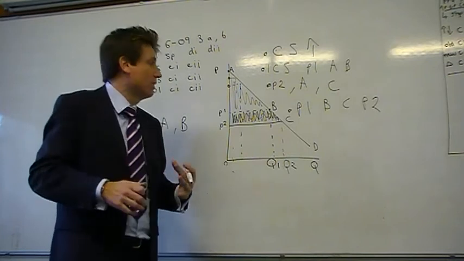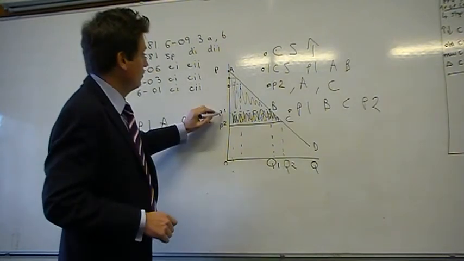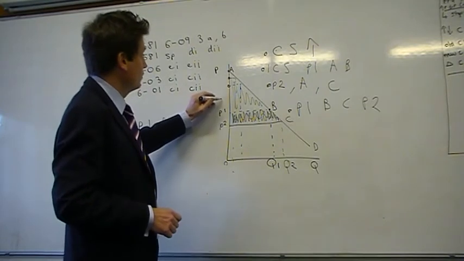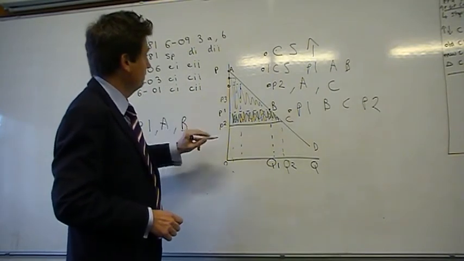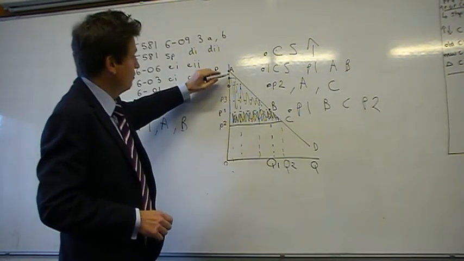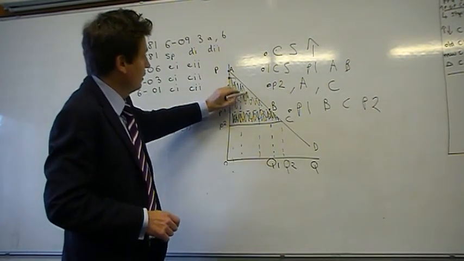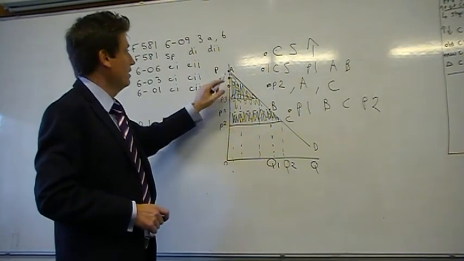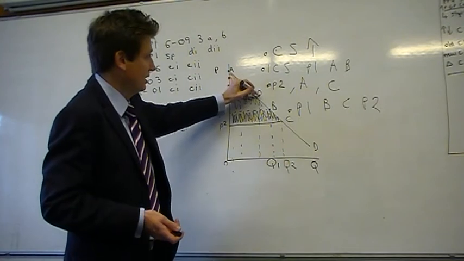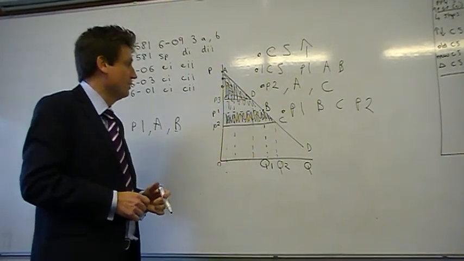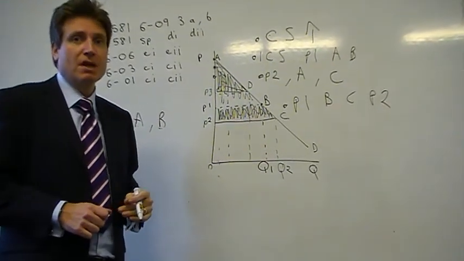Well, it's really quite simple. Imagine we were initially at price P1. If the price rose, for instance, to P3, the new area of consumer surplus is obviously this new shaded area here, P3, A, let's call it D. So basically it's the reverse of what's happened if there's a decrease in price. I hope that's helpful.